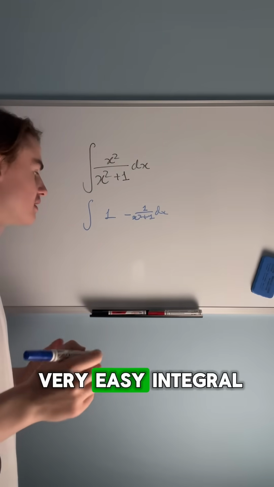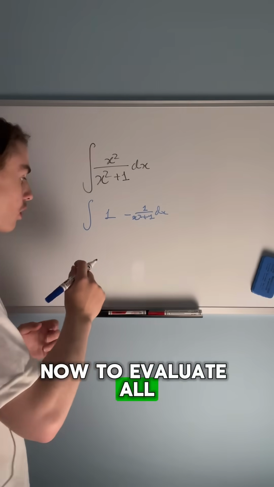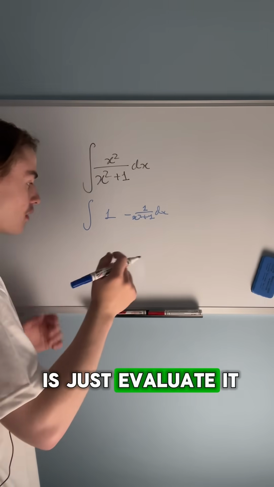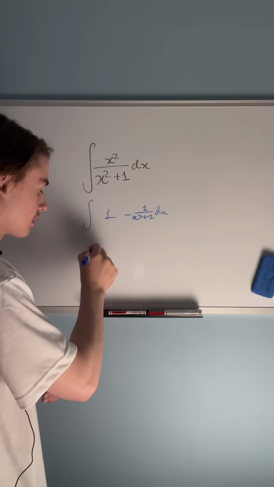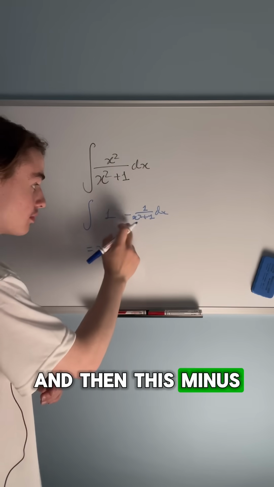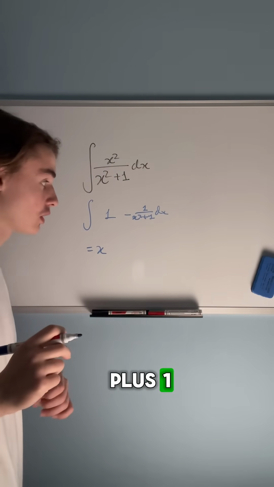Now, this is a very easy integral to evaluate. All we need to do is just evaluate it as you would normally. So this one would become x. And then this minus 1 over x squared plus 1.